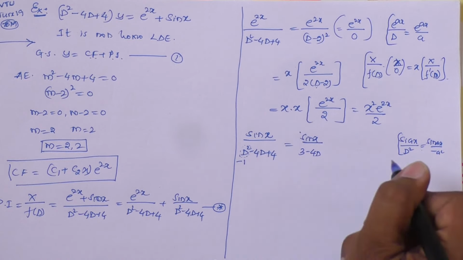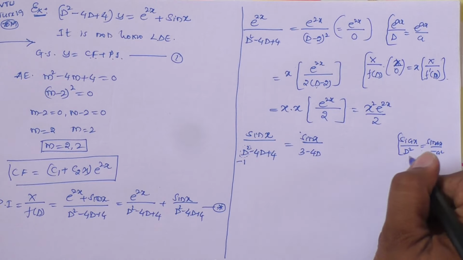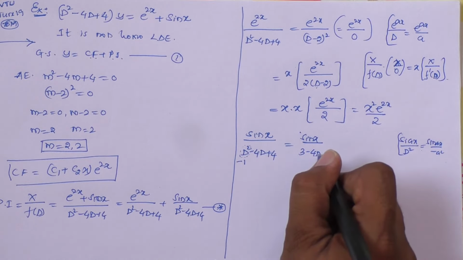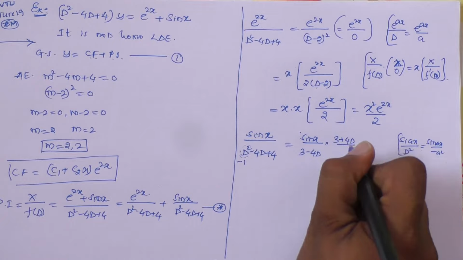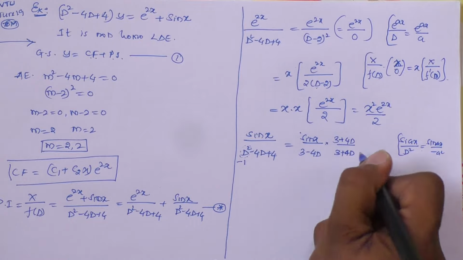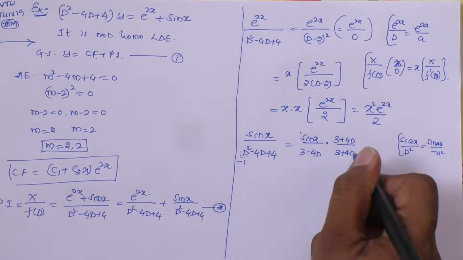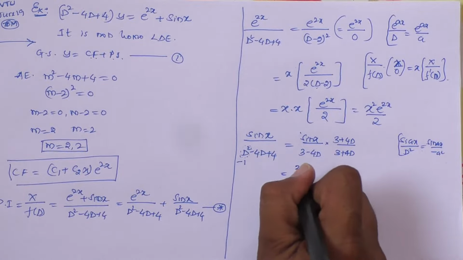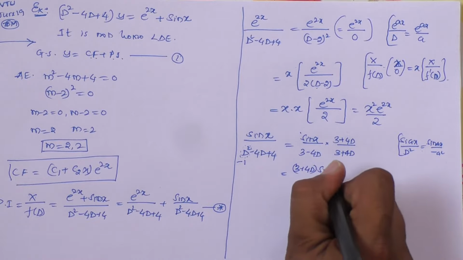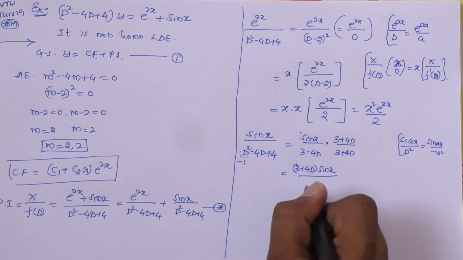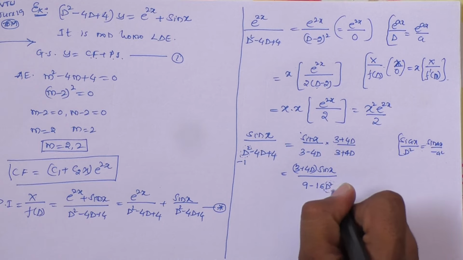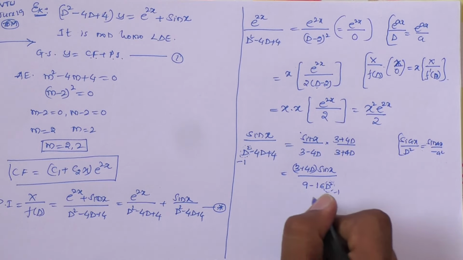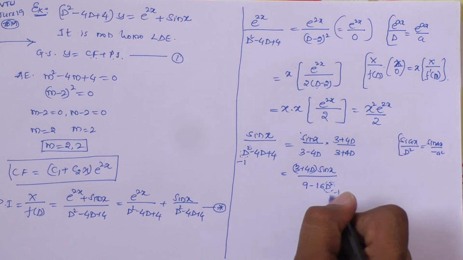So sin x divided by, 4 minus 1, 3 minus 4d we get. So here now we got denominator d, but the result is only for d square. So anyhow you need to convert d to d square. For that, multiply and divide by 3 plus 4d. So multiplying, it can be written as 3 plus 4d into sin x divided by, a plus b into a minus b, so 9 minus 16 d square. So now replace d square by minus 1, so minus 16 into minus 1, so plus 16 plus 9, so it will be 25.